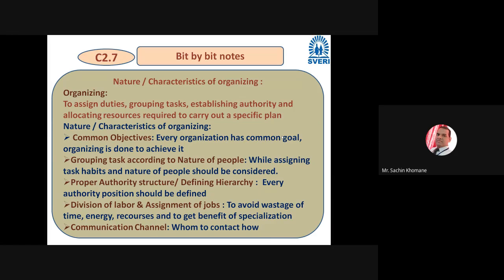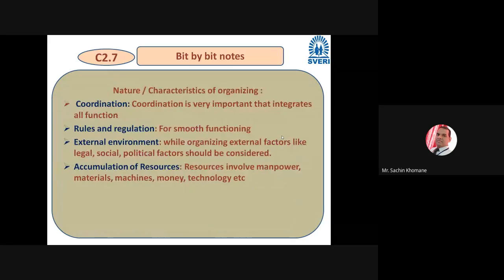It is very important because thousands of employees, workers, laborers are there. Whom should that worker contact and how? Maybe through telephone, physically, through mail, through letter, right? So that communication channel in organizing is a very important characteristic. Now the next characteristic is coordination. Coordination in organizing is very important because it integrates all the functions. This is also an important characteristic of organizing.